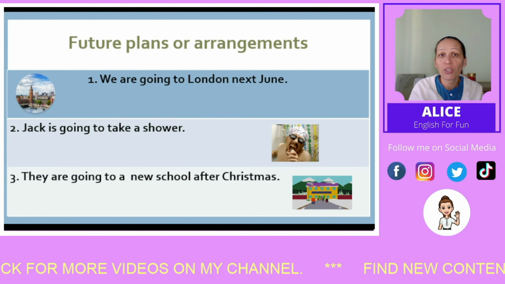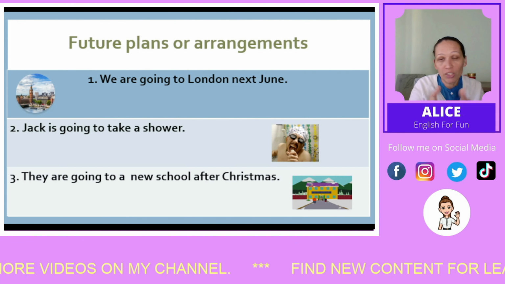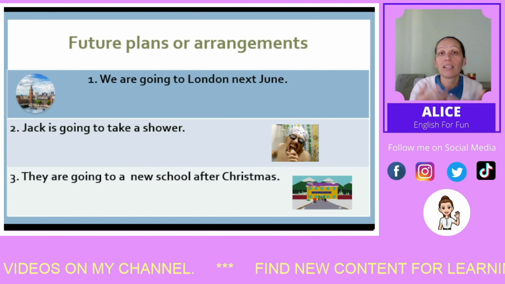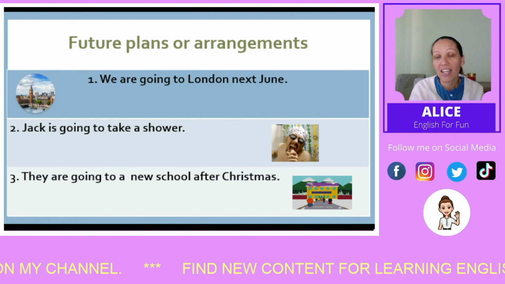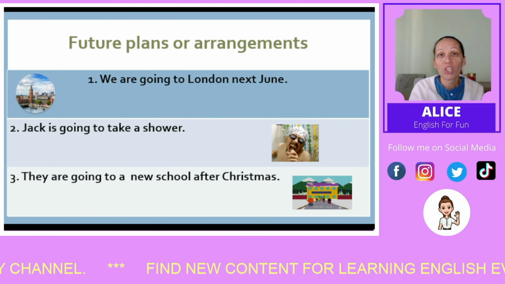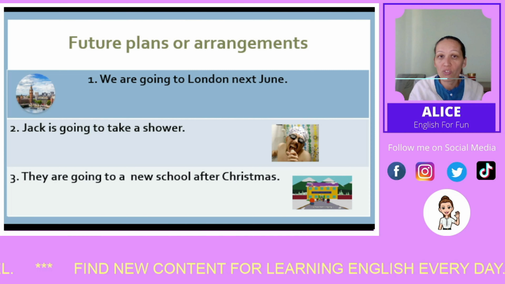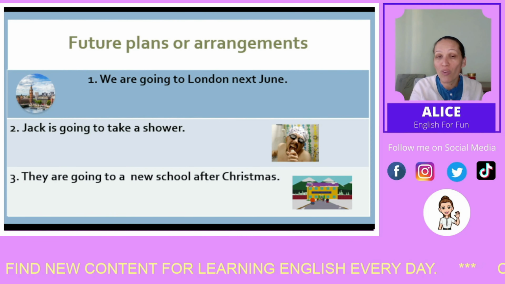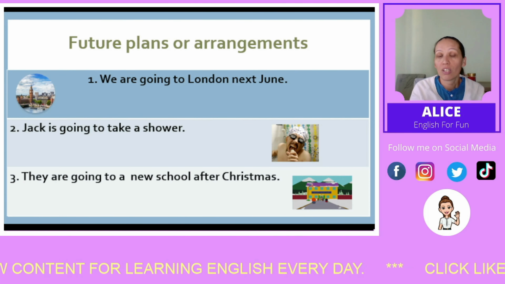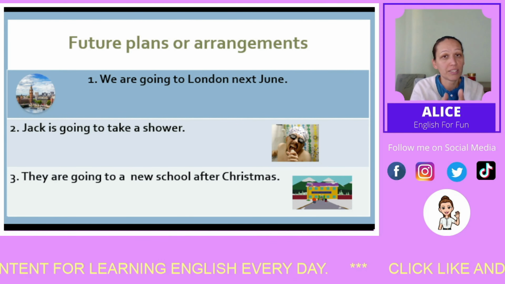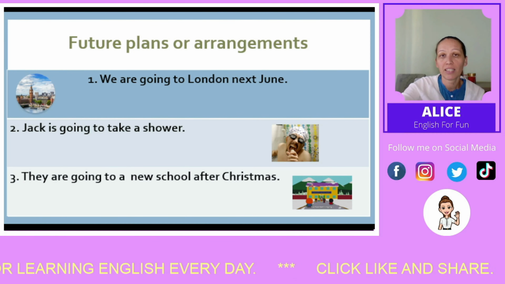Number 2, Jack is going to take a shower. Oh, this Jack. So it means that he's not in the shower right now, but he's planning to take a shower. So Jack is going to take a shower. And number 3, they are going to a new school after Christmas. So that means that it's something already arranged. They're not going to change the school right now, but after Christmas, they're going to change the school. So again, it's arranged future plans. That's why in this case we're using present continuous.